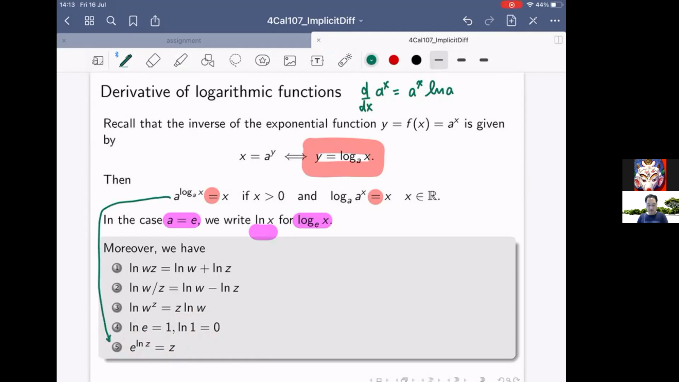Okay, so of course, your z must be positive. Actually, not all of them. For this one, your z and your w must be positive. For this one, your w must be positive, and for this one, your z must be positive.